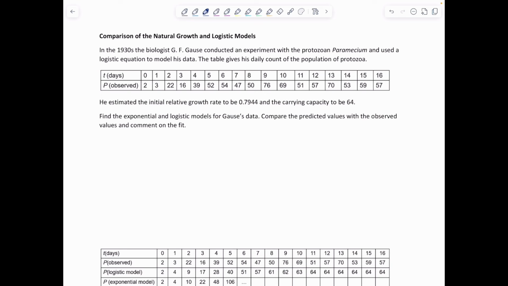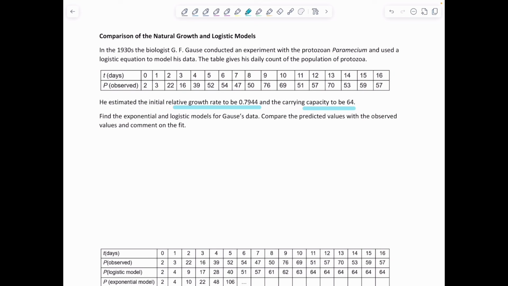In the 1930s, the biologist G.F. Gauss conducted an experiment with the protozoan Paramecium and used a logistic equation to model his data. The table gives his daily count of the population of protozoa. So he's just observing, here are all the days, every single day, and then here's all the protozoa that were observed. He estimated the initial relative growth rate to be 0.7944 and the carrying capacity to be 64. So that would be our K and M values.